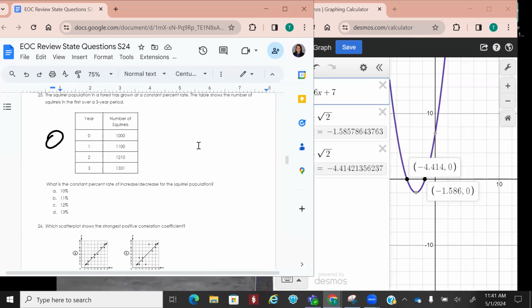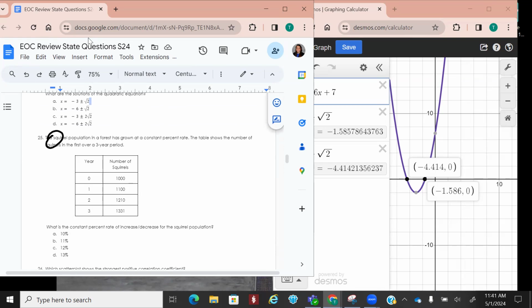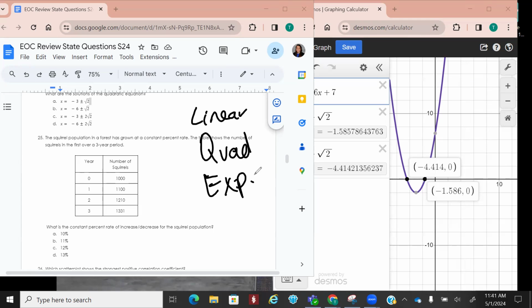All right, looking at the next one. It's talking about percent of increase or decrease. When we're talking about percent increase and decrease, what type of function are we talking about? Linear, quadratic, or exponential? If I'm talking about percent increase, what is it? Nope. Exponential.